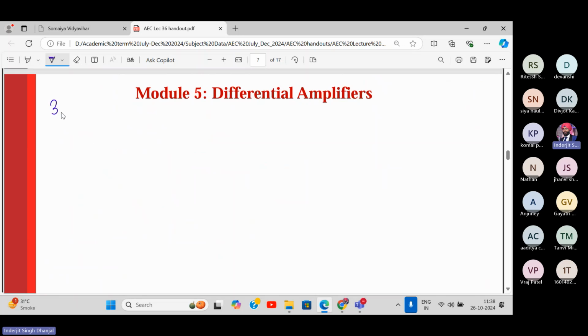Next, we write down common mode input voltage. You denote it as VCM, or sometimes we also denote it as VICM.